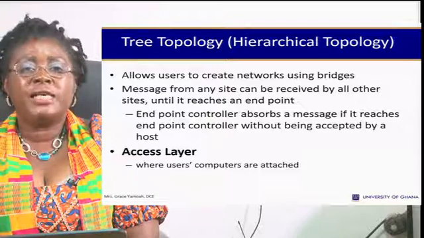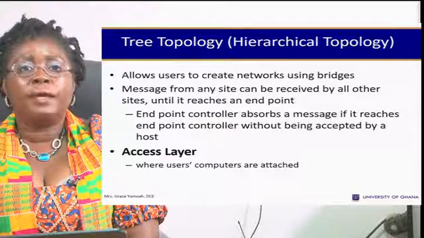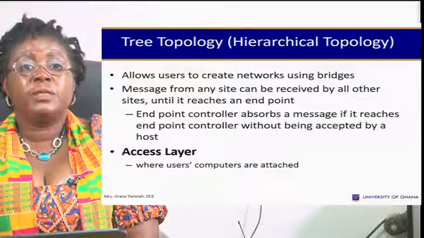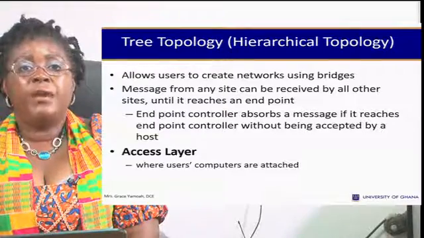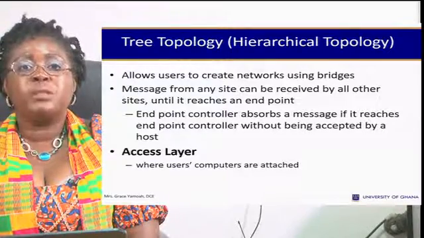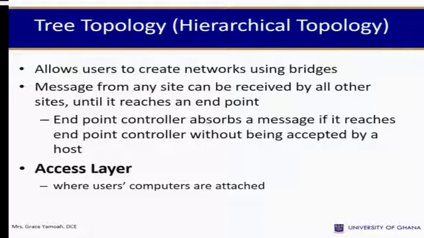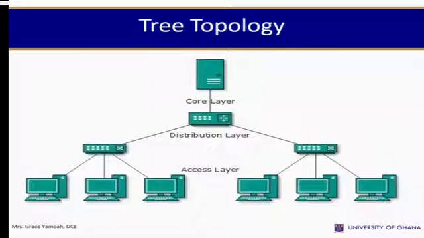A message from any site can be received by all other sites until it reaches an endpoint. The endpoint controller absorbs a message if it reaches the endpoint controller without being accepted by a host. The access layer in tree topology is where users' computers are attached, like we see here. In the diagram, we have the core layer here, the distribution layer, then the access layer at the lower level.